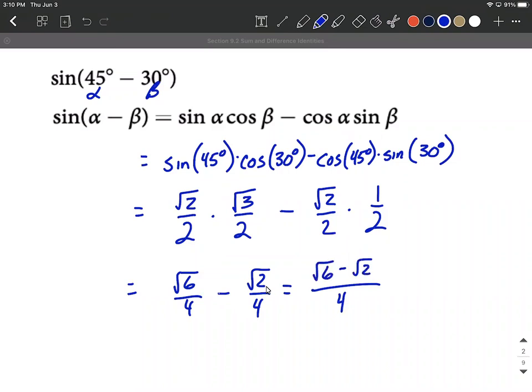Now you're not going to be able to really combine the square root of 6 minus the square root of 2. Those are not like radicals or like terms. But this would be the best answer we can get to.